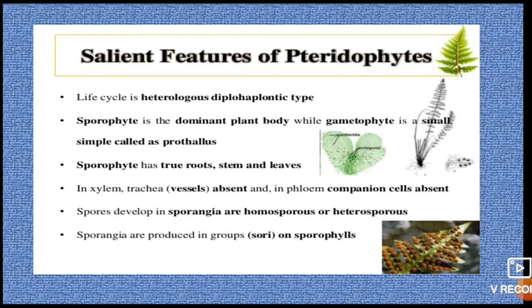The sporophyte has true root, true stem and true leaves. In xylem, conducting tracheids are present and vessels are absent. Phloem tissue contains parenchymatous cells and companion cells are absent. Spores develop in sporangia and may be homosporous or heterosporous. Homo means one kind of spore, hetero means two different kinds of spores. Sporangia are produced in groups called sporophyll. Phyll means leaf.